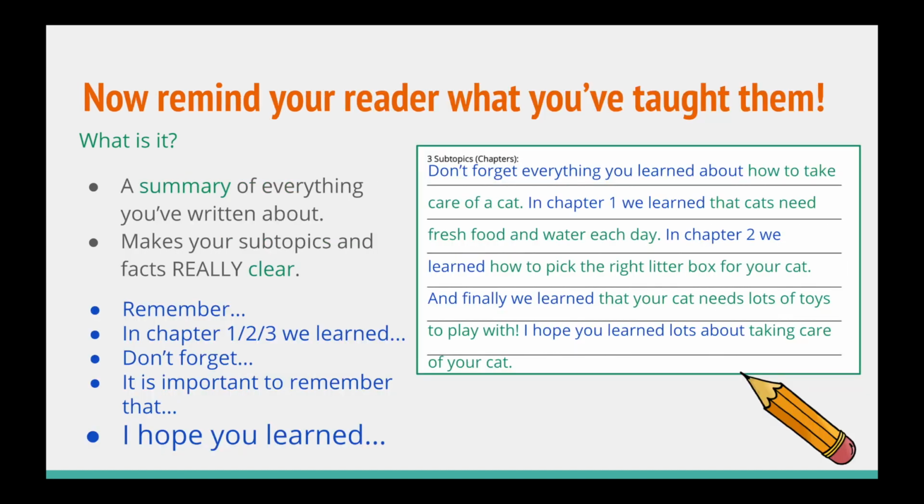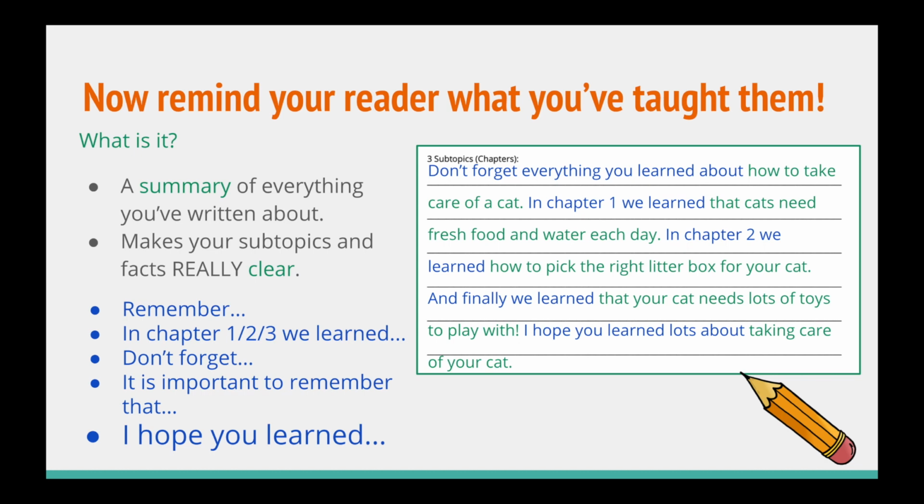Now, remind your reader what you've taught them. What is it? It's a summary of everything you've written about. It makes your subtopics and facts really clear. Here's some sentence starters that you can use. Remember, in chapter 1, 2, 3, we learned, don't forget. It is important to remember that. And this in my mind is the most important one that we all need to include. I hope you learned.